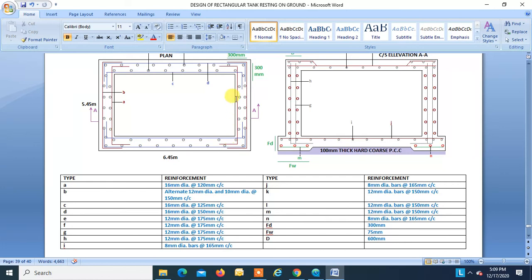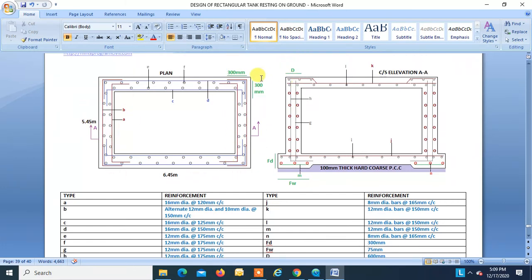Now this is the complete detailing. This is the plan, and this is the cross section at AA, and the elevation at AA. Let me just go through this. A is the horizontal reinforcement for the short span required on the liquid face, that is 16 mm dia about 120 mm. B is the horizontal reinforcement at the outer face of the short wall, and that is alternate 12 mm dia and 10 mm dia about 150 mm.